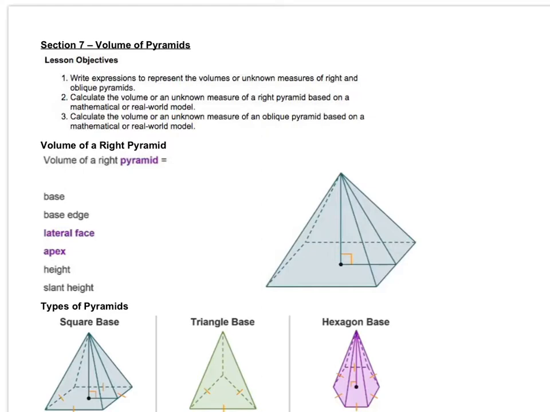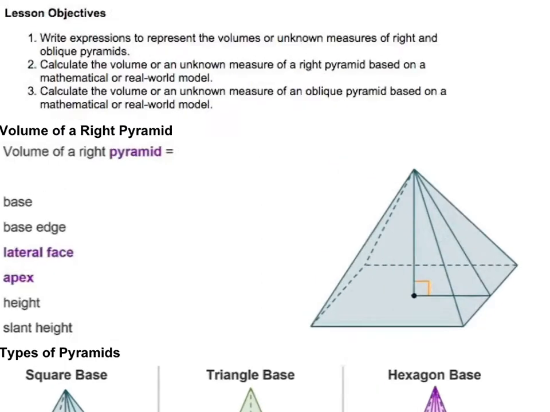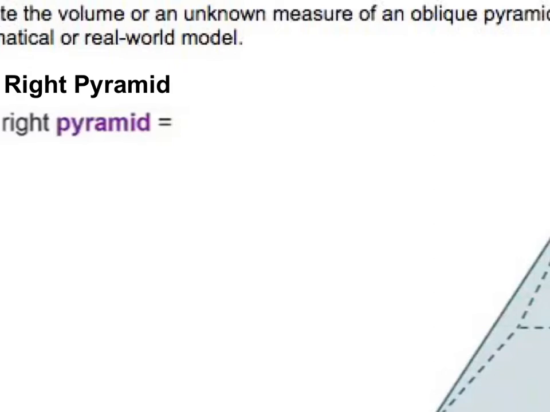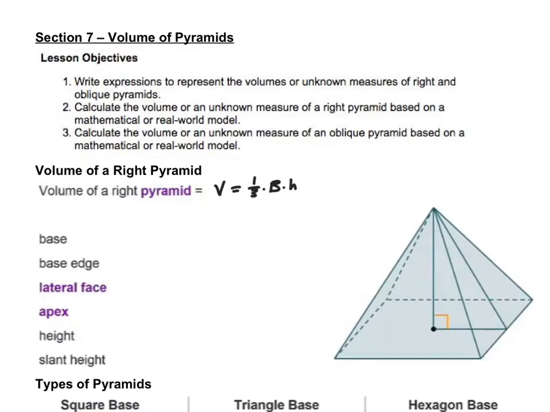So, the volume of a right pyramid is this. The volume is equal to 1/3 times the area of the base times the height. This is very similar to the volume of a prism. The difference is that we multiply everything by 1/3.